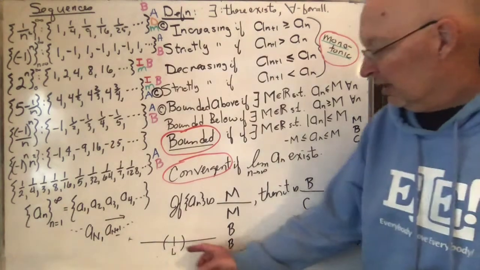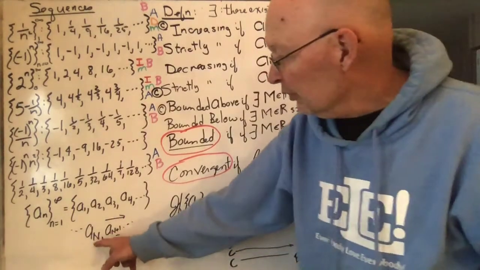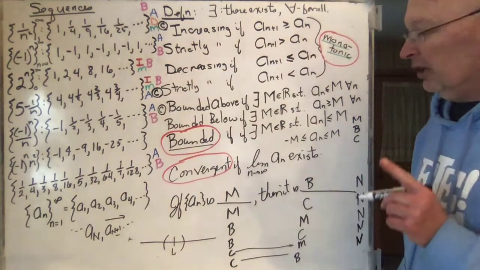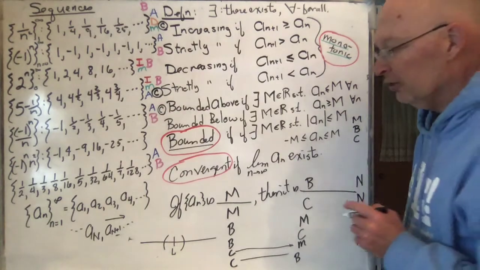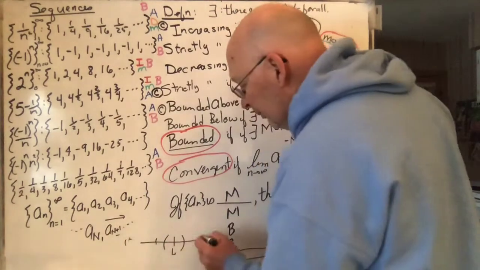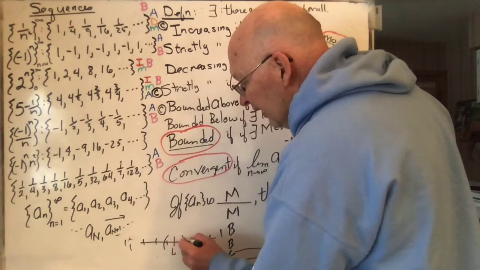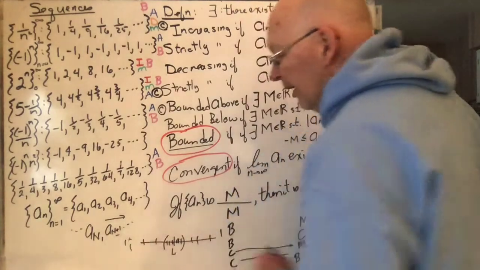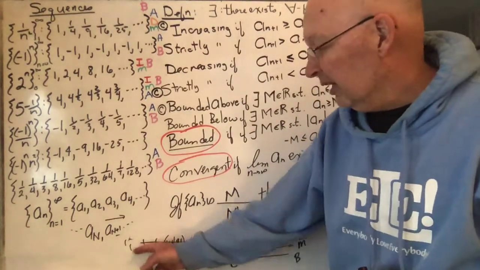Since eventually everything is going to be inside there, past a certain capital N, everything is inside there. Here's the key word: you only have a finite number of things that are outside of there. They might have bounced all around. They might have been crazy, boom, boom, boom. But eventually they get trapped inside there, and they're going to be inside there forever after. See that? You only have a finite number of things outside.